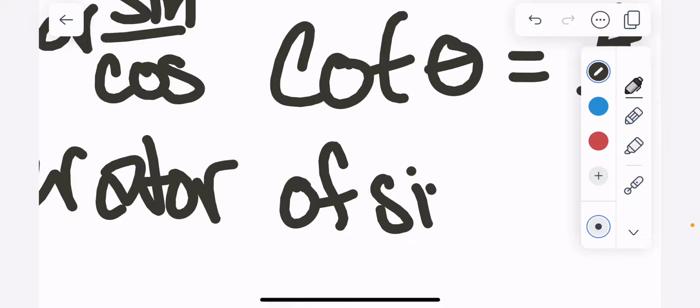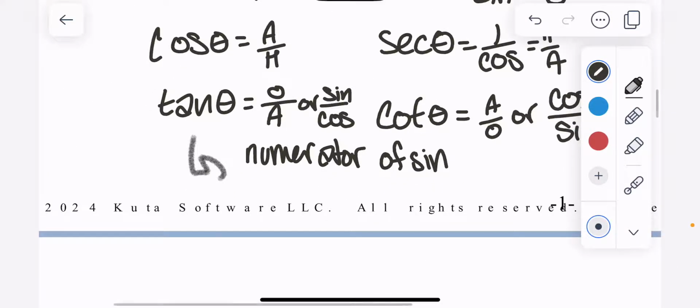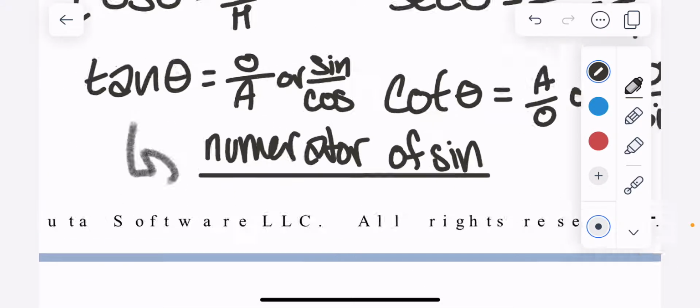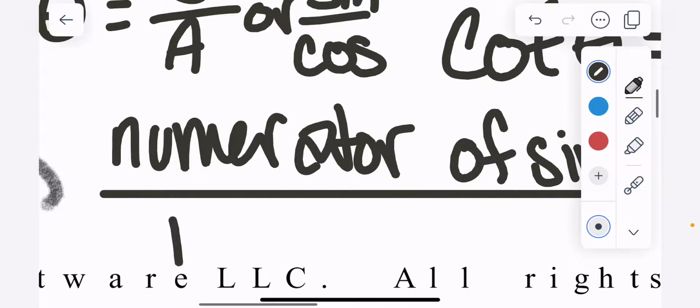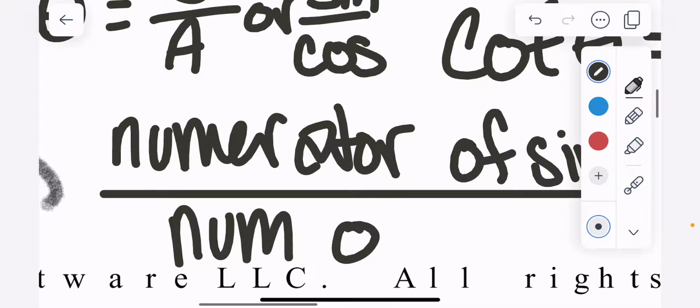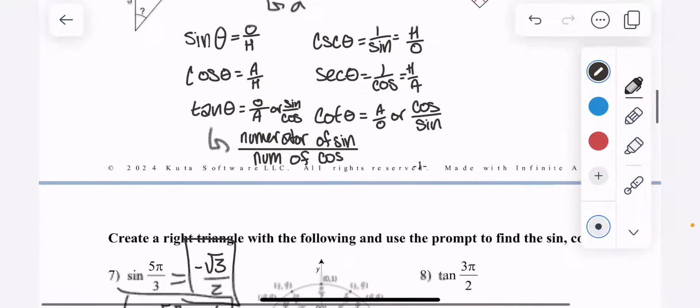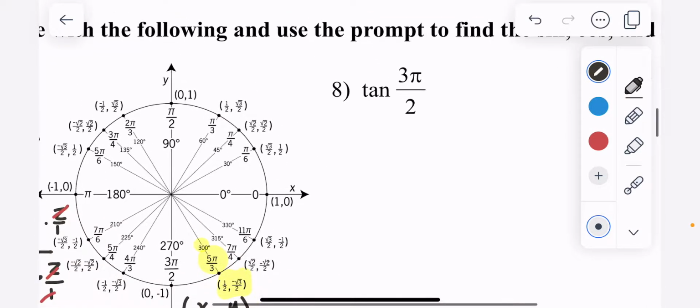So you can rewrite it as numerator, it's a long word, of sine over. I'm just going to abbreviate the bottom as NUM for numerator of cosine. So we can just look at the numerators. It's going to speed us up a lot. So let's look at this next one. This next one's giving us tangent right away.